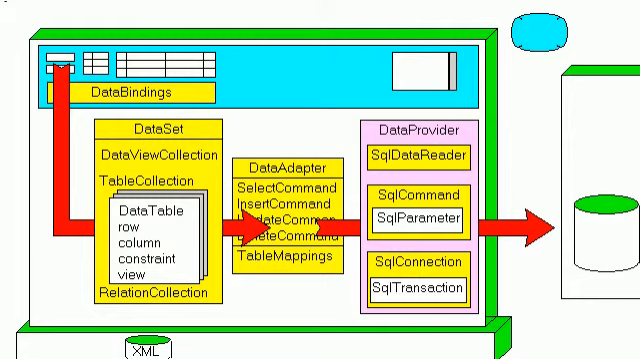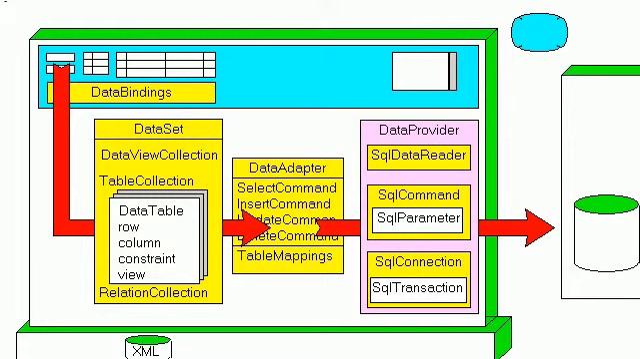You know, it's an offline model. So we have a data adapter in the middle, and the data adapter goes to the database, goes to the SQL command, and from the SQL command we go to the database. And we have a lot of commands here: select command, insert, update, and delete command.